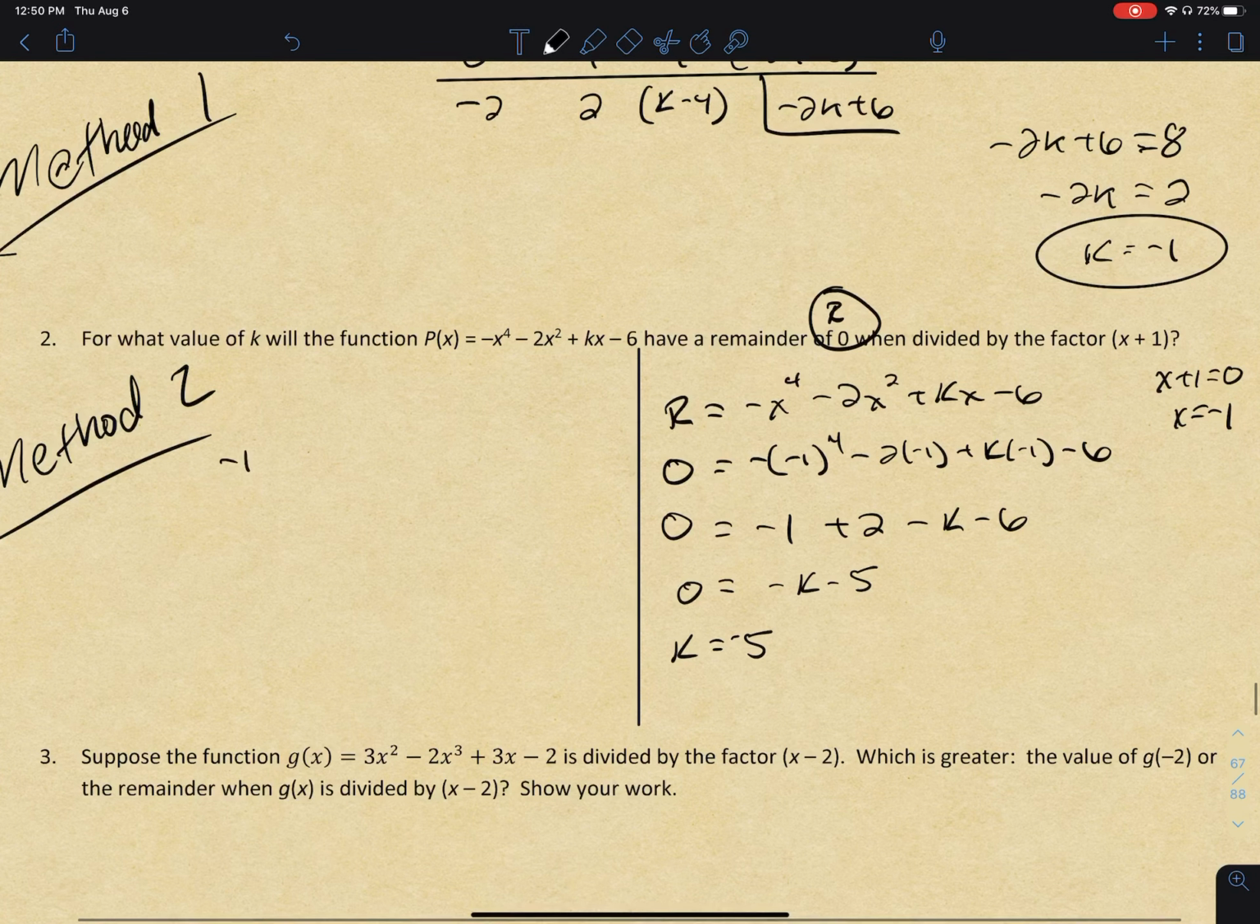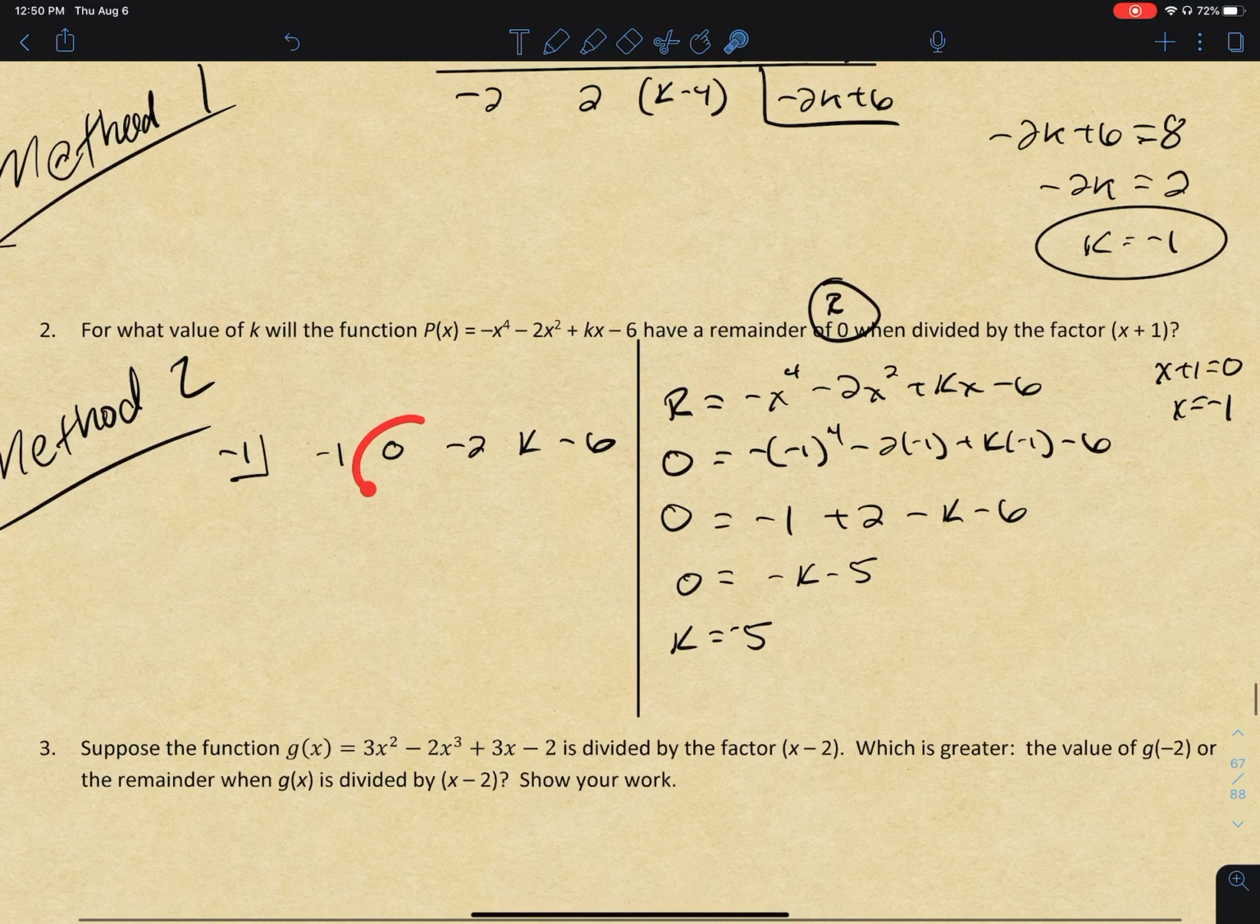I'm going to divide by negative 1. The coefficients are negative 1, 0, negative 2, k, and negative 6. Now you might be wondering, where's this 0 coming from? We are missing between these two terms an x cubed term. We're missing it because the coefficient was 0. 0 times x cubed was 0. We don't typically write that, but we need this placeholder.